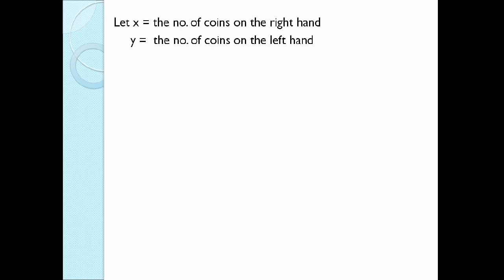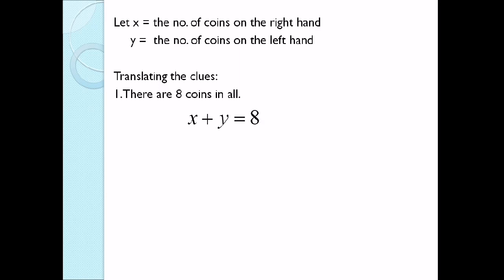So let x be the number of coins on the right hand and y be the number of coins on the left hand. So we are going to translate those verbal statements into a mathematical statement. We will be starting with our first clue. There are 8 coins in all. So therefore the equation is x plus y equals 8. So we just add x and y.